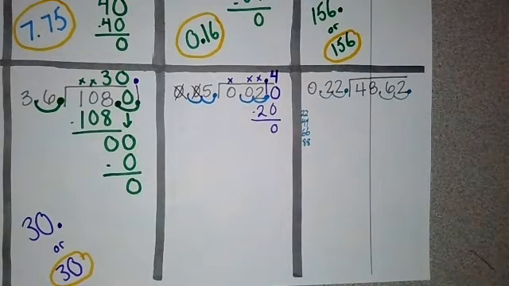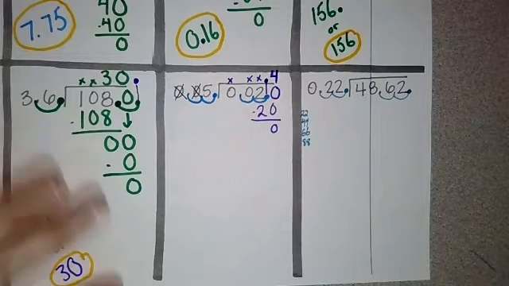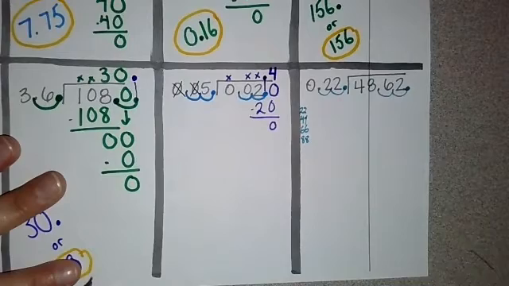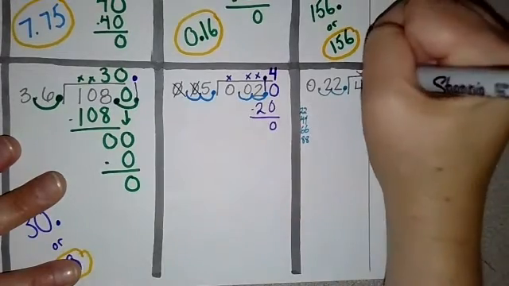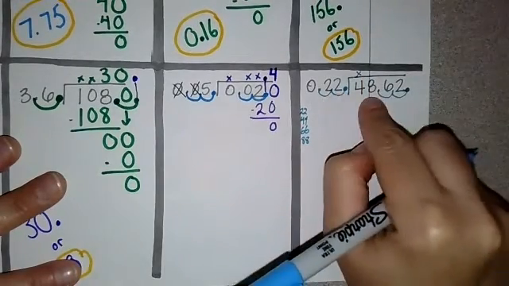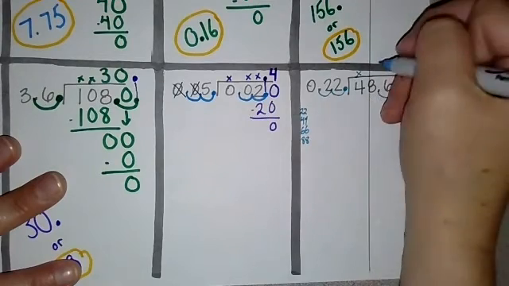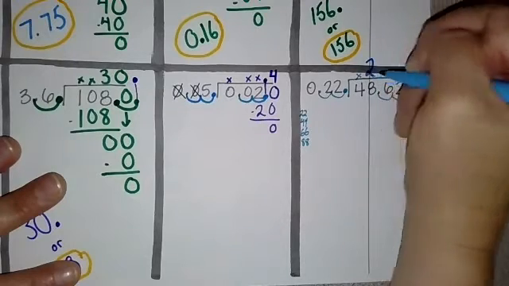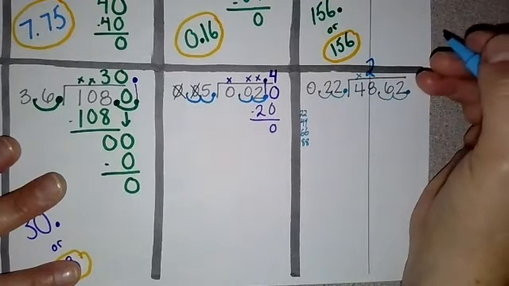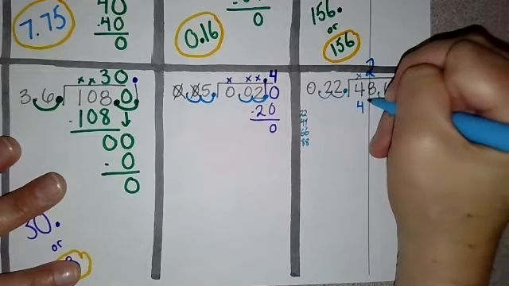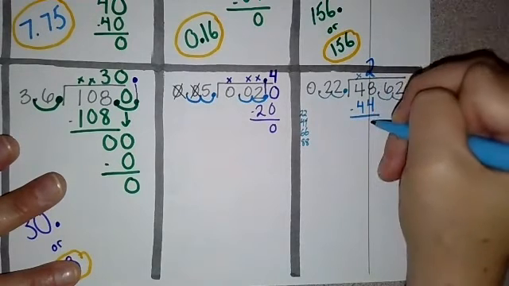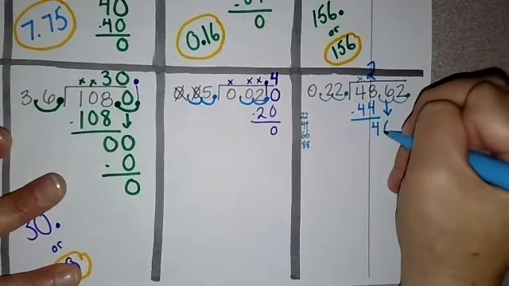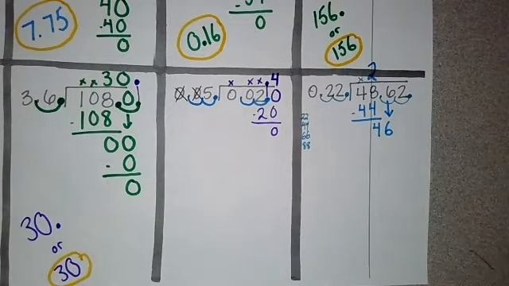All right, here we go. Let's do Emily. Emily, how many 22s are in 4? None. Emily, how many 22s are in 48? 2 is correct. Emily, what is 2 times 22? 44. So 48 minus 44 is 4. Then I'm going to bring down the 6. What's my new number I'm working with, Em?